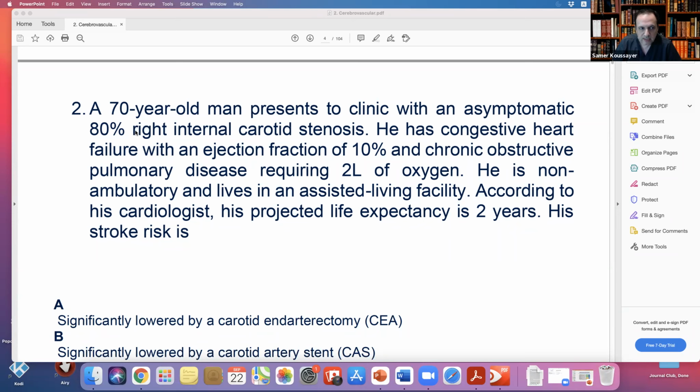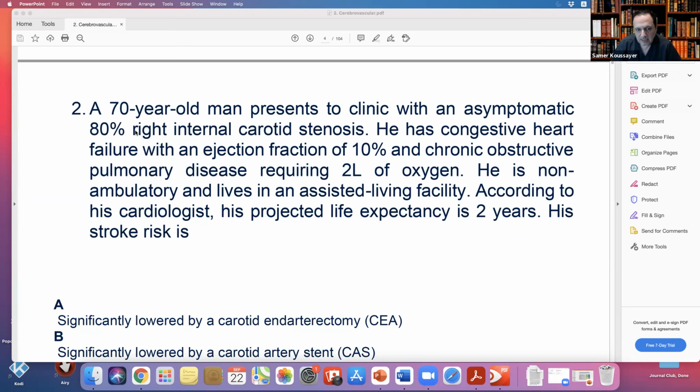So for anyone with a life expectancy of less than 2 years, we cannot apply the ACAS recommendation. For this patient, does he need to be treated or not? Not treated, correct. Not surgical treatment or stenting, just medical treatment, because life expectancy is 2 years.